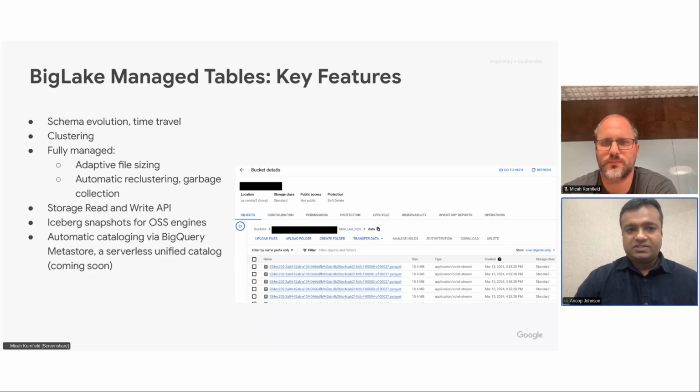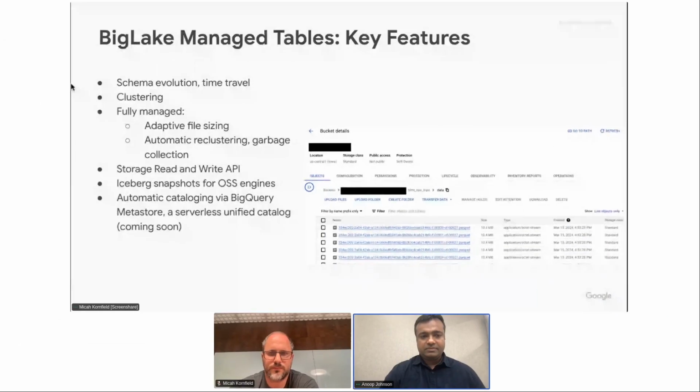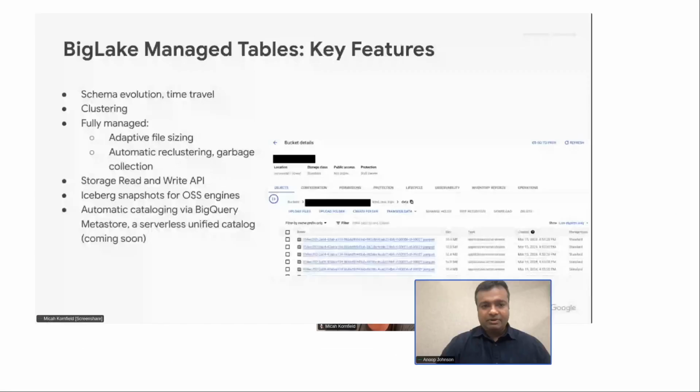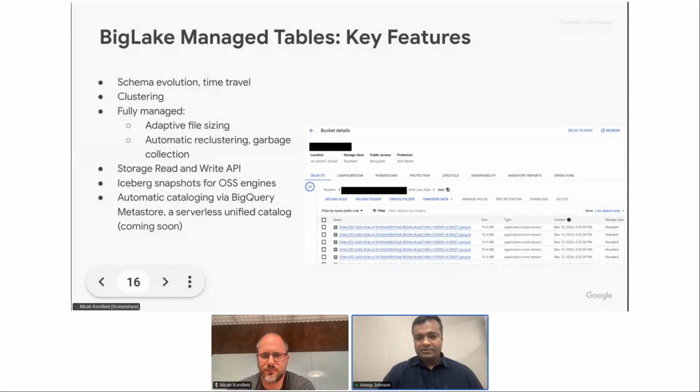So some of the key features of BigLake managed tables, as you would expect from a modern table format, we support schema evolution, time travel, etc. We also support clustering, where the records are ordered by the values of the clustering keys. This allows us to skip files more efficiently. Also, it speeds up aggregate calculations because it requires less shuffle.